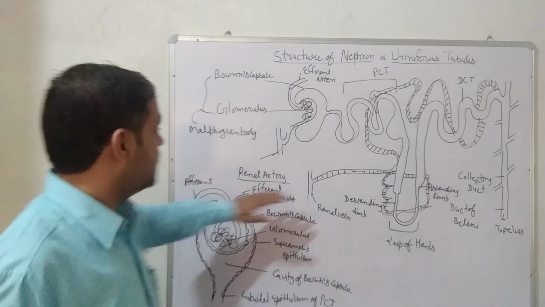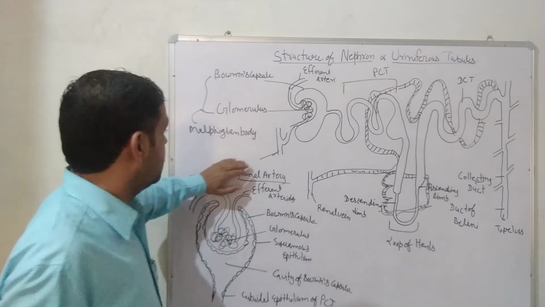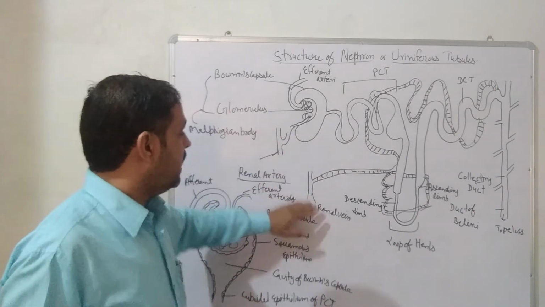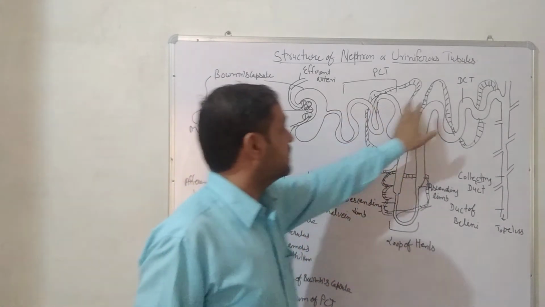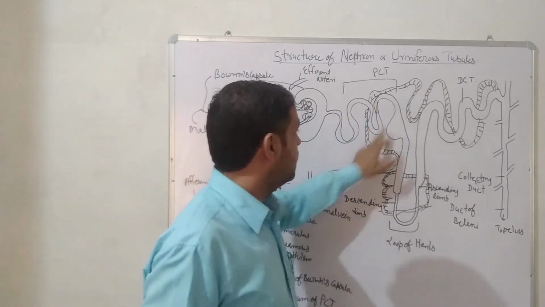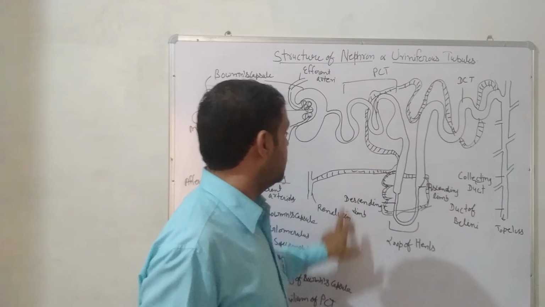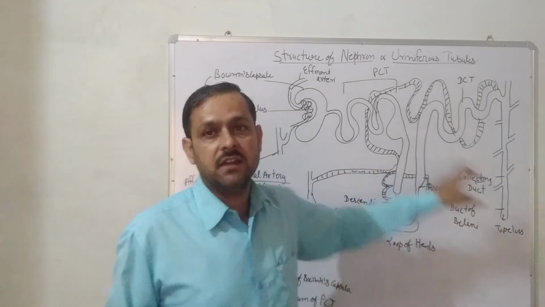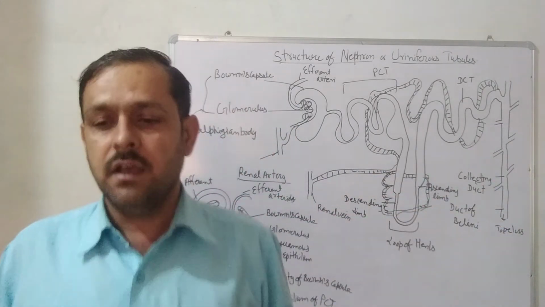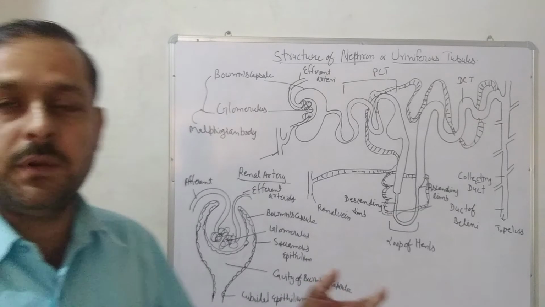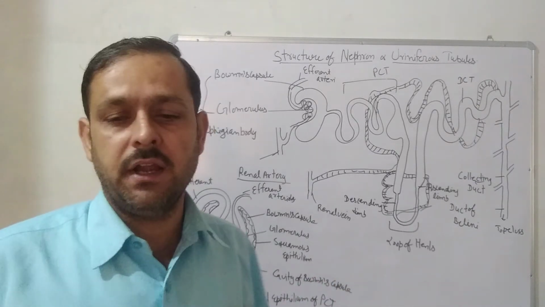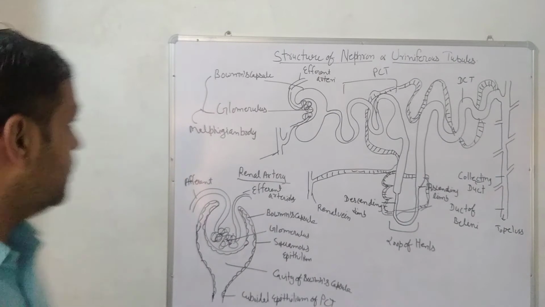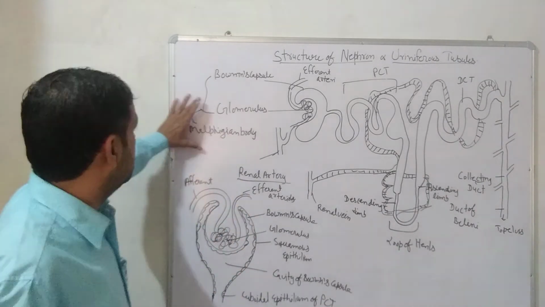So this is the structure in which the renal artery enters and the renal vein makes a net-like structure. This structure I have drawn with dashes, what is it? It is the renal vein. And what does it do? It works to absorb different types of substances. First of all, we talk about what?